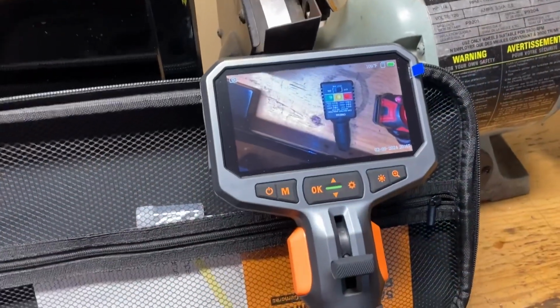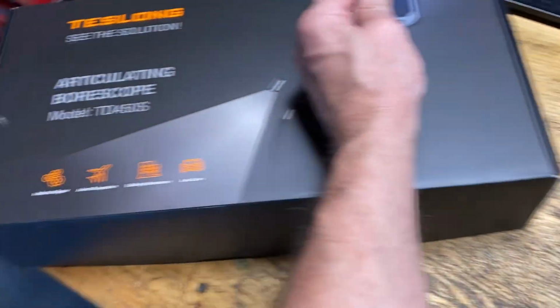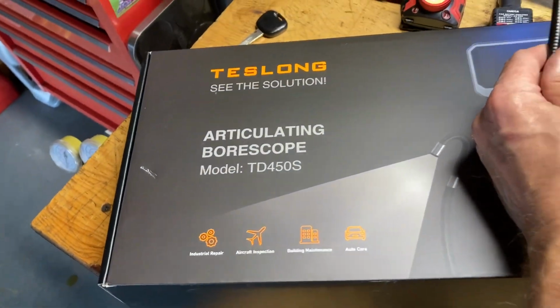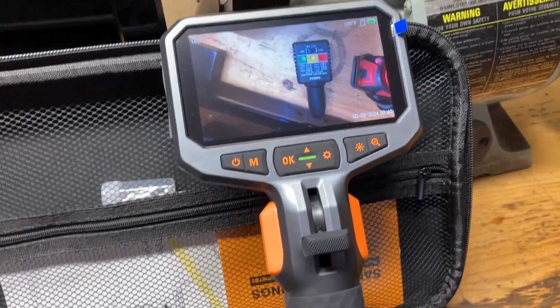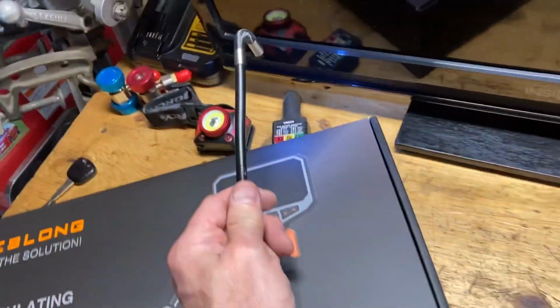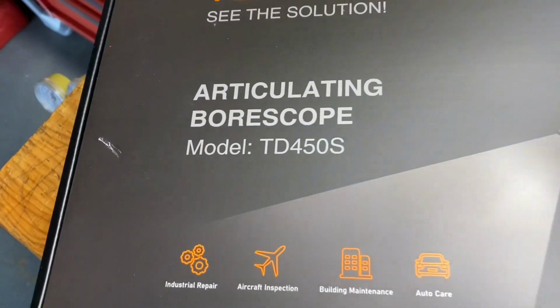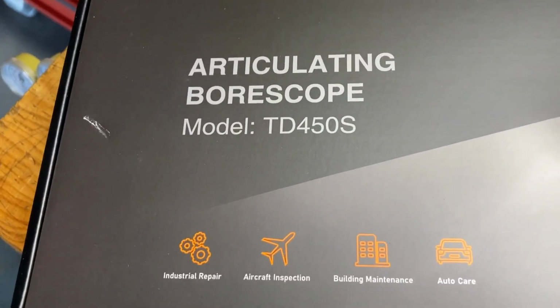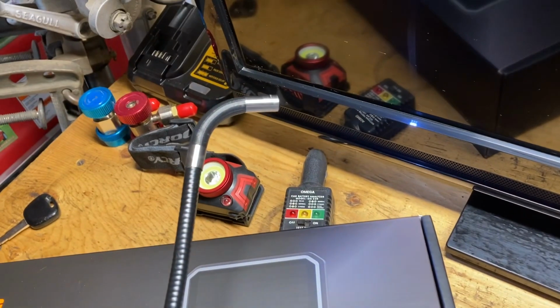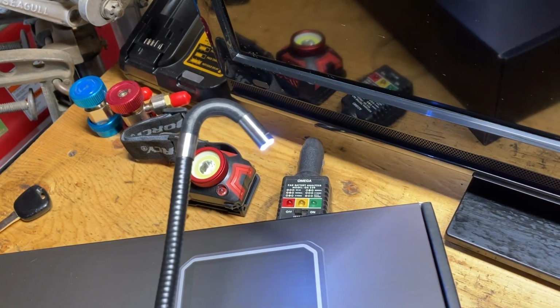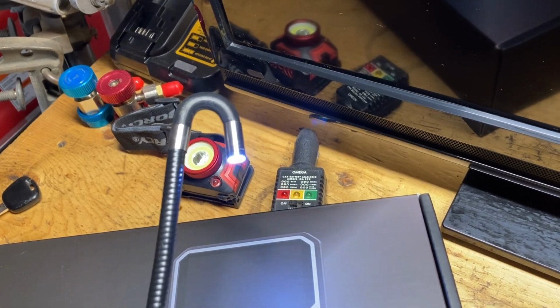So it's not all a bummer today. The Amazon guy showed up. My kids gave me a gift card for Father's Day, so I put it towards this. I've wanted one of these articulating cameras for a while. This is the Teslong TD450S, as the box says. Who knew? But the camera actually articulates here, so you can move it. And the beauty of it is it goes virtually 180 degrees.